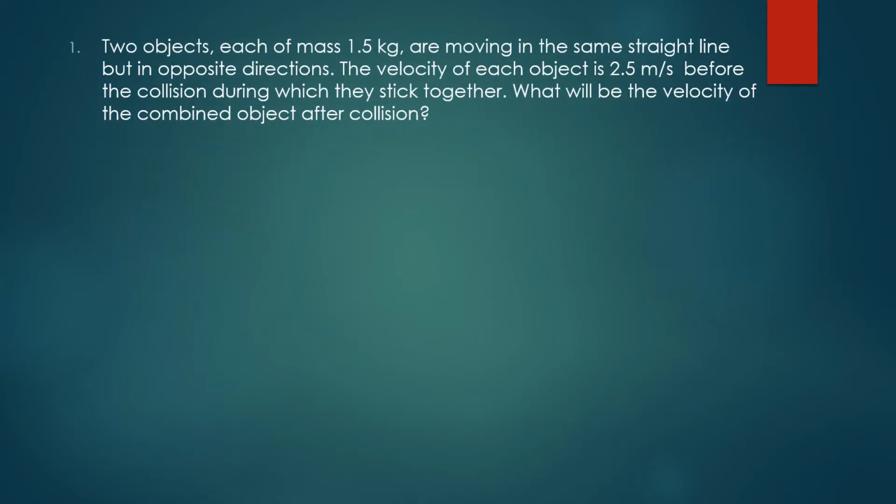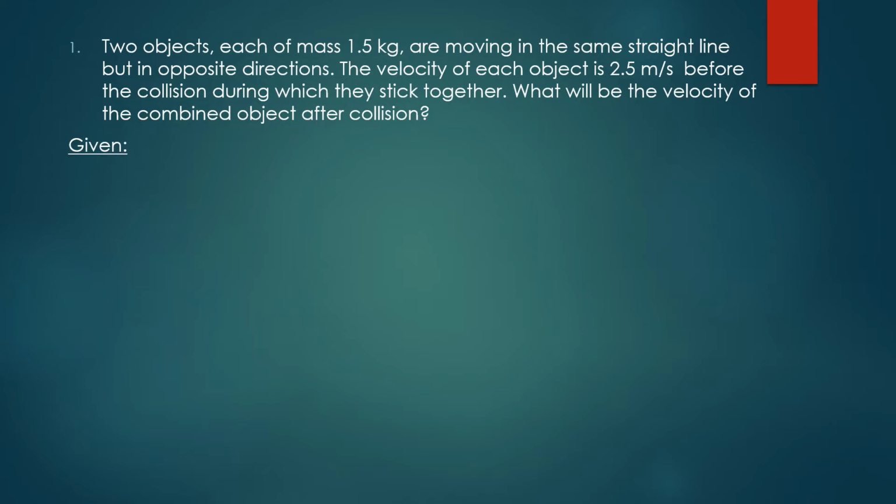The first numerical: two objects each of mass 1.5 kilogram are moving in the same straight line but in opposite directions. The velocity of each object is 2.5 meter per second before the collision, during which they stick together. What will be the velocity of the combined object after collision? So we have to find the final velocity of the objects after collision.